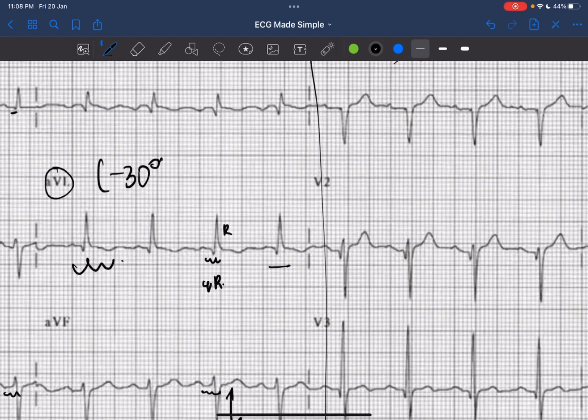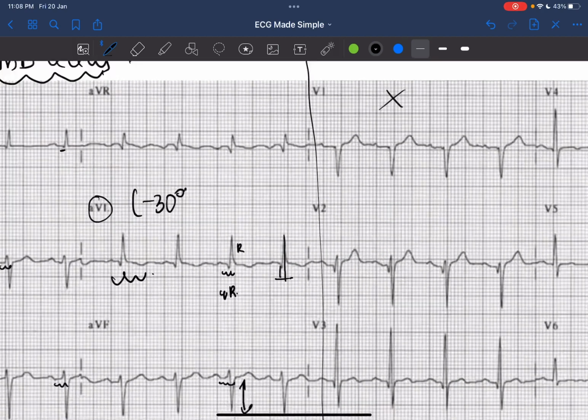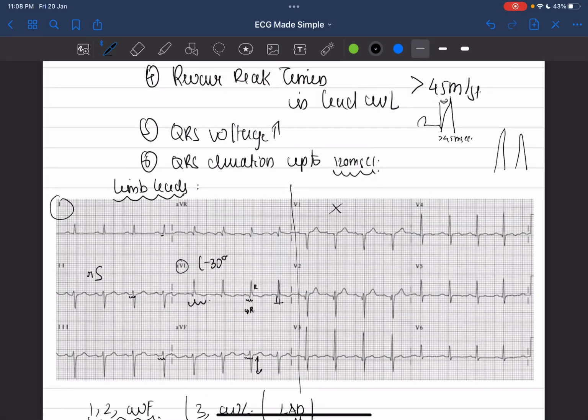And look at AVL, from the beginning of the QRS complex to the peak of the R wave. It peaks somewhere around this place, which is more than one small box. So it shows a slow peaking of the R wave. The R wave peak time is more than 45 milliseconds.